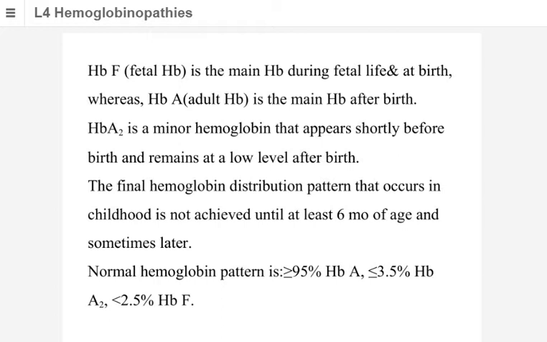Fetal hemoglobin is the main hemoglobin during fetal life and at birth, whereas hemoglobin A is the main hemoglobin after birth. A2 hemoglobin is a minor hemoglobin that appears shortly before birth and remains at a low level after birth, below 2.5%. Normal hemoglobin pattern is more than 95% hemoglobin A, less than 3.5% hemoglobin A2, and less than 2.5% hemoglobin F.